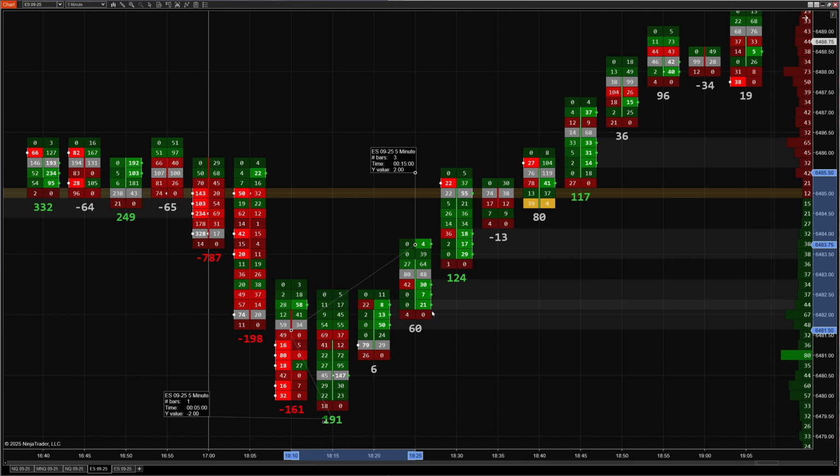I don't want to move the stop loss. Delta increase. Don't want to move my stop loss. Then we get a -13. Okay, now I want to move my stop loss below that candle. Then we get a +80, +117, +36.